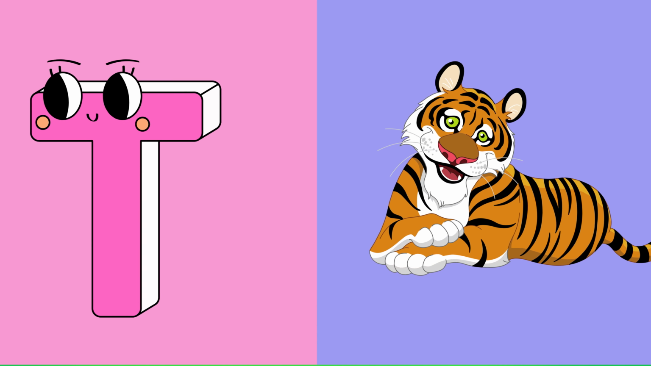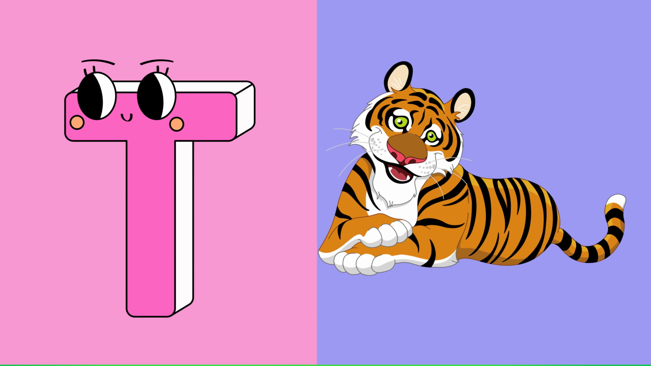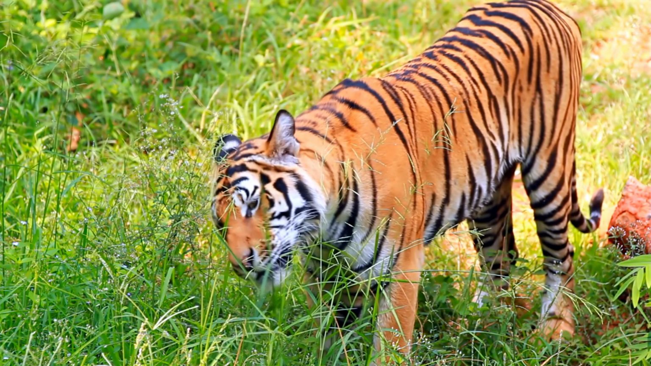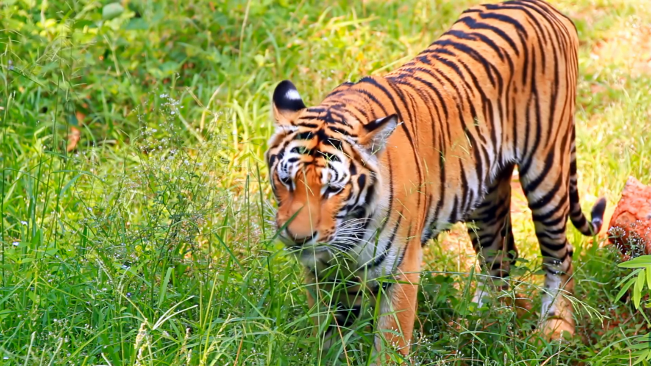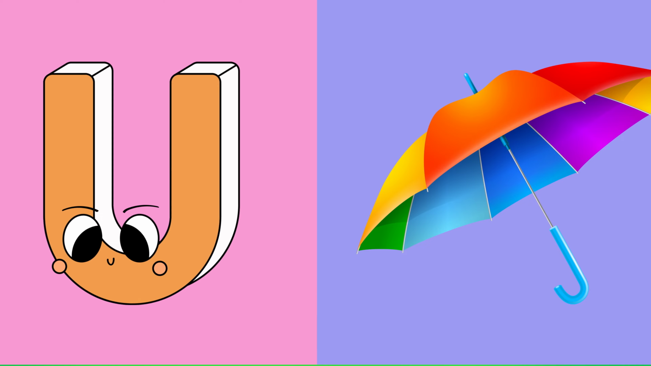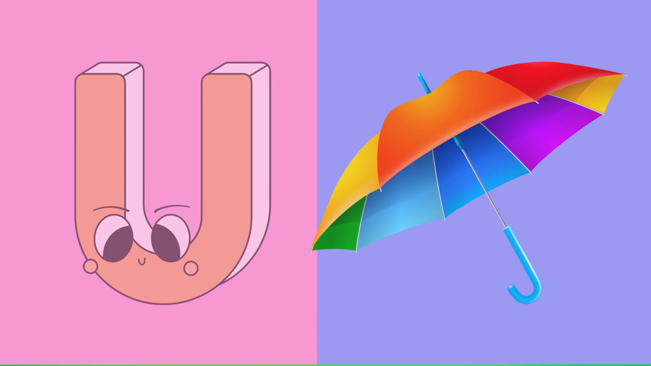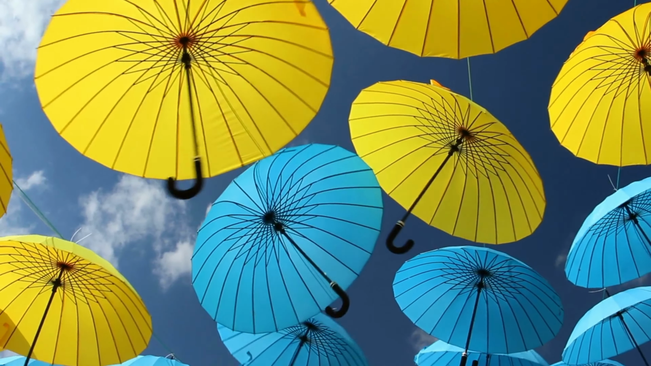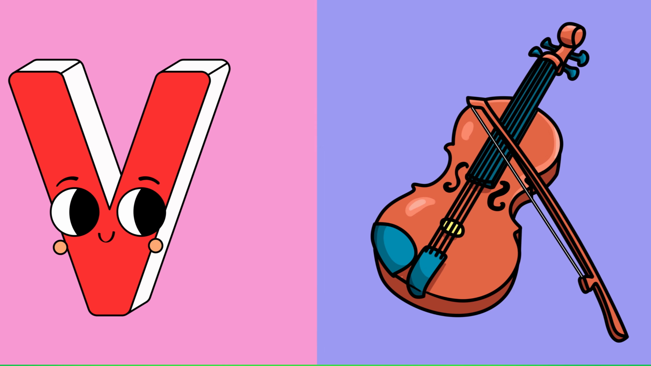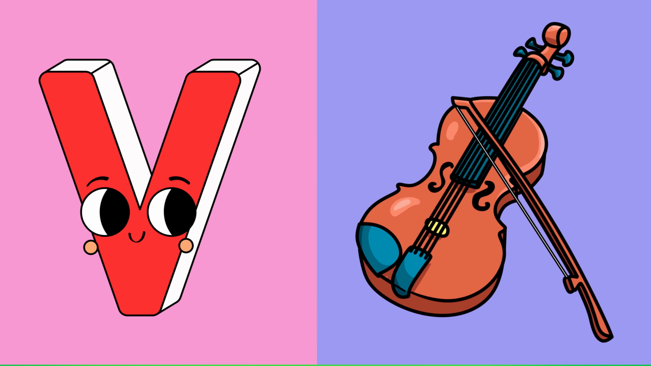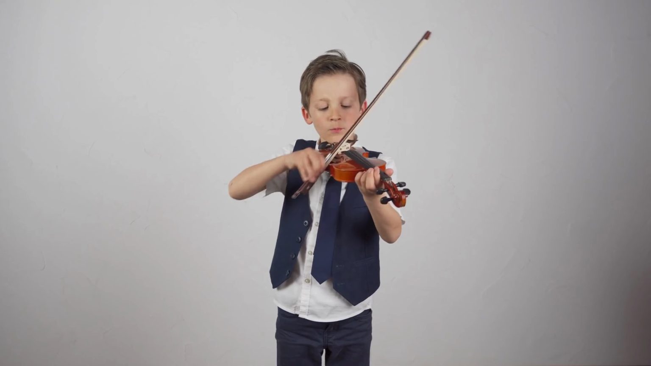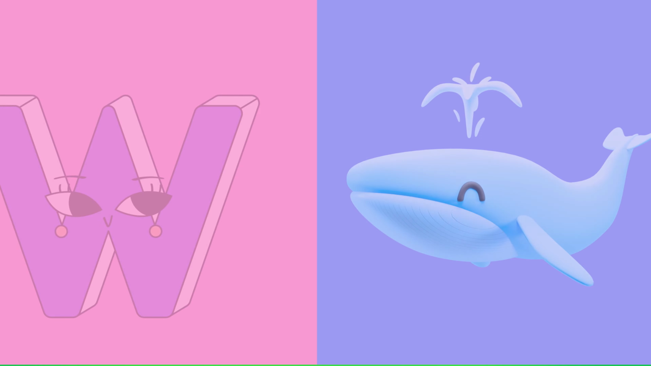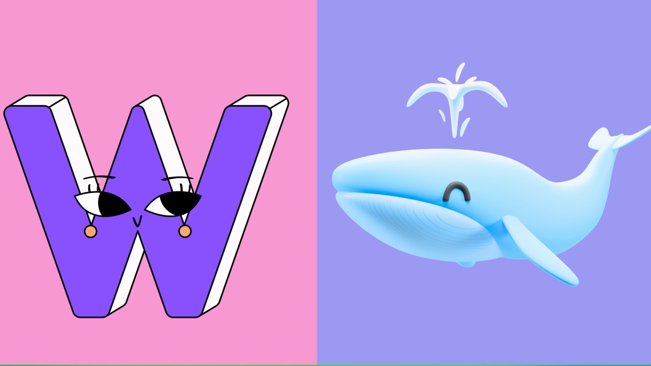T is for tiger. T, t, t, tiger. U is for umbrella. U, u, u, umbrella. V is for violin. V, v, v, violin. W is for whale.